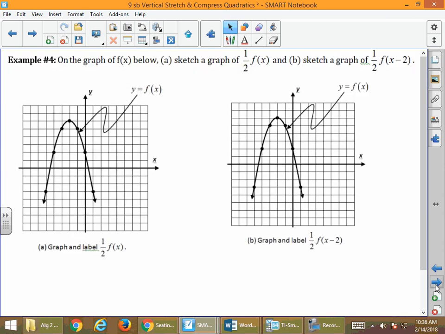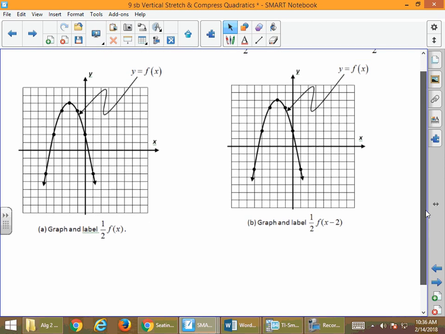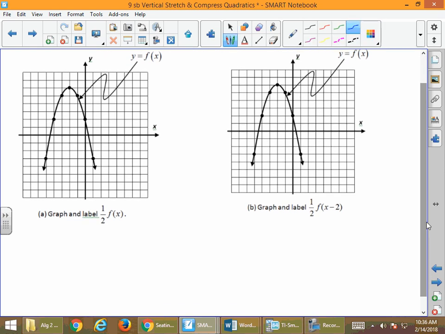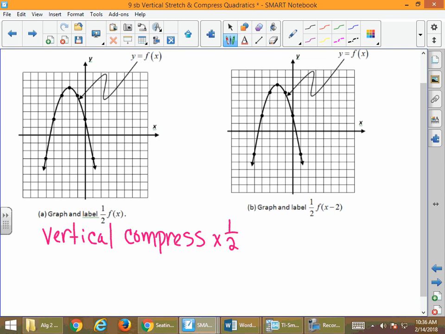As we finish, on the graph of f of x below, sketch a graph of 1/2 f of x, and then sketch the graph of 1/2 f of x minus 2. So now what we're looking at is a vertical compression, because the 1/2 is a value between 0 and 1. So this is going to be a vertical compression by 1/2. But whether we stretch or compress, it's all about multiplying the y value by how much we're stretching or compressing.